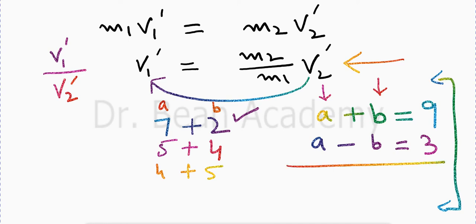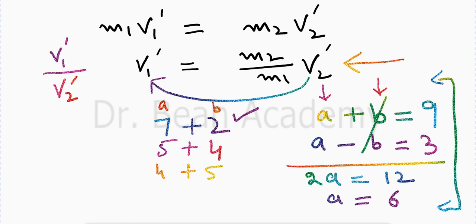For example, you can solve them. I can just add them up, they will cancel out. It's 2a equals 9 plus 3, which is 12, and then a equals 6. So now you can tell me, okay sir, we found the exact value of a, it is 6. Okay, now tell me the value of b.